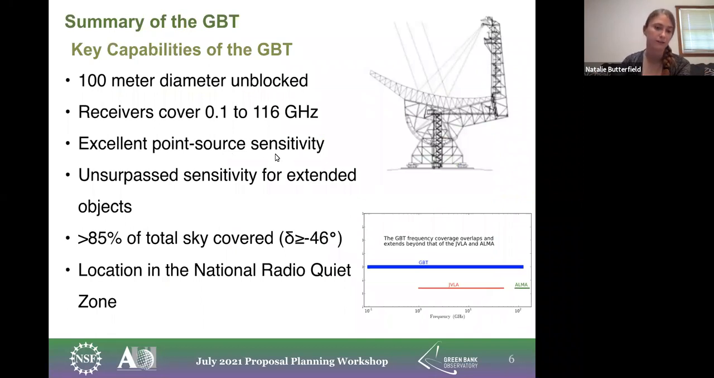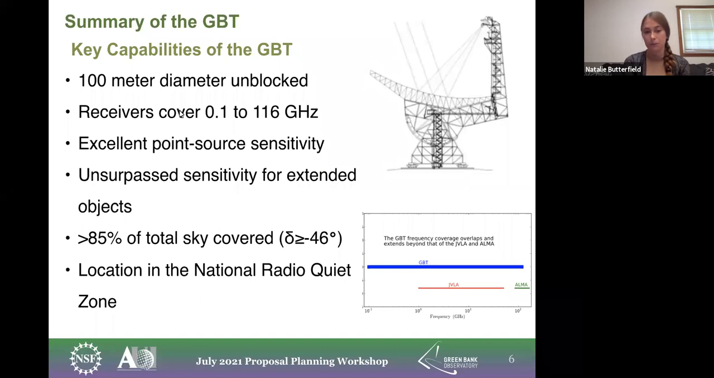The receivers cover from about 0.1 to 116 gigahertz, so we cover almost 2 orders of magnitude in the frequency part of the spectrum. You can see in the bottom image down here the coverage of the frequency space for the GBT compared to the VLA and ALMA. We do overlap a bit with both of the other NRAO facilities, the VLA and ALMA, and we extend down to a much lower frequency range as well.